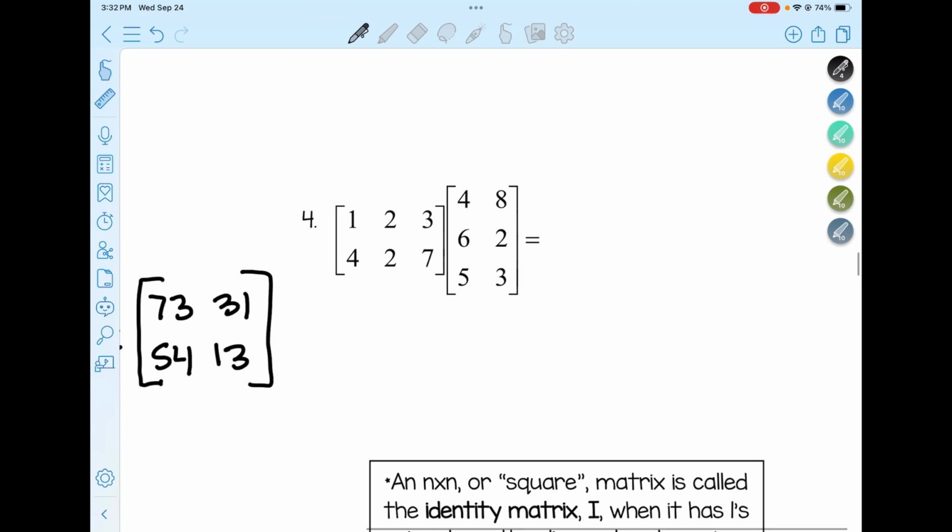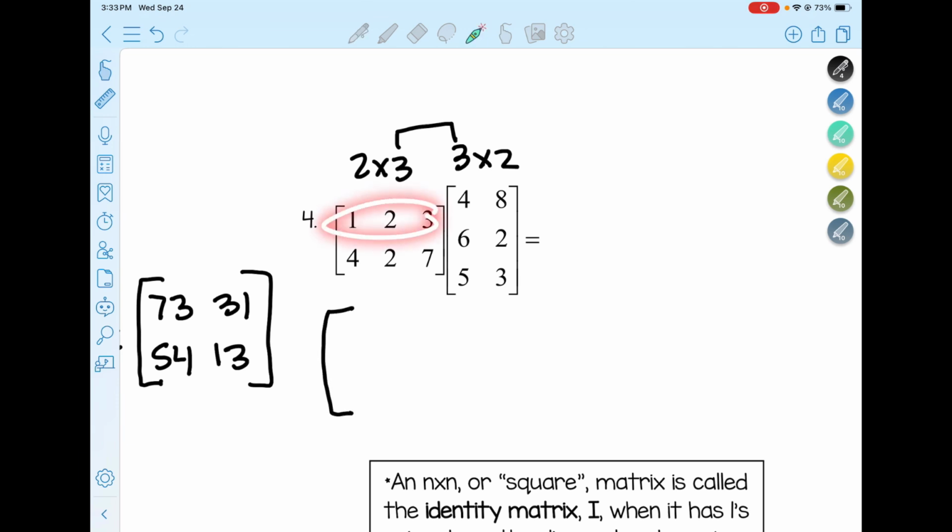Okay, if we're looking at this, we can see that this is a 2 by 3 matrix and this is a 3 by 2 matrix. Since these two numbers match in the middle, this means that we can multiply it and the resulting matrix will be a 2 by 2 matrix. If we want to write this out, we're going to do row times column. So I go first row times first column. That means I go 1 times 4, which is 4, 2 times 6, which is 12, 3 times 5, which is 15.